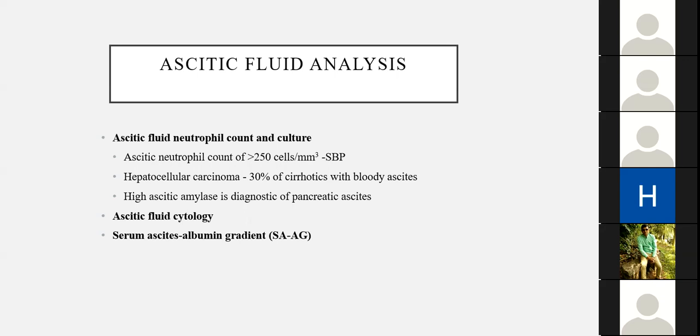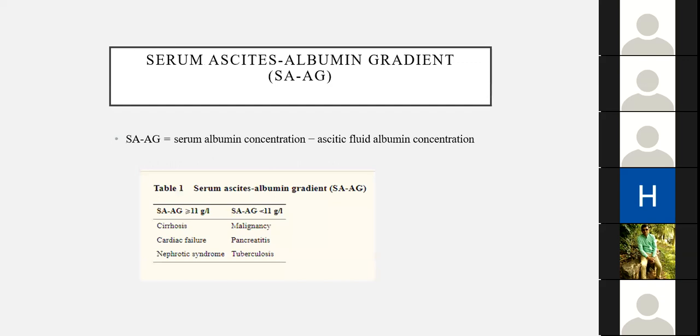And we also have to look for the serum ascites albumin gradient. The serum ascitic albumin gradient is the difference between the serum albumin concentration and the ascitic fluid albumin concentration. If it is more than 11 grams per liter, we suspect cirrhosis, cardiac failure, and nephrotic syndrome. In case of malignancy, pancreatitis, and tuberculosis, it is less than 11 grams per liter.